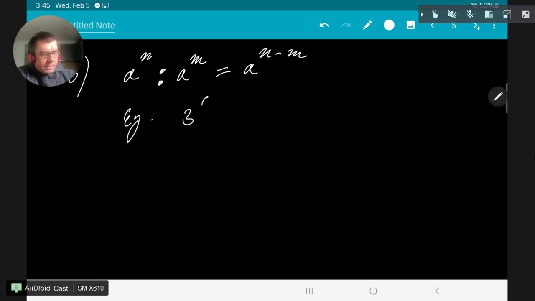B. Now, in the same manner as I have multiplication, I can have division. a to the power of n divided by a to the power of m equals a to the power of n minus m. If I have a division of power numbers with the same base, I just subtract the exponents. So for instance, 3 to the power of 6 divided by 3 to the power of 2 is 3 to the power of 4. 6 minus 2 is 4. And I can make a check.